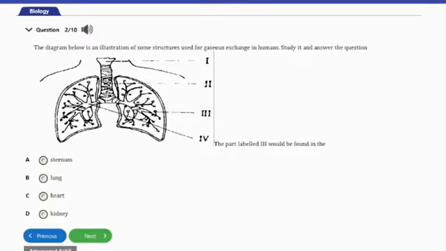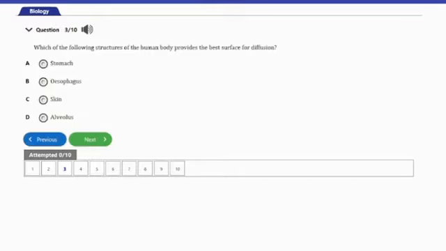Let's go ahead and consider the next question. And that's question number 3 here. It says, which of the following structures of the human body provides the best surface for diffusion? We have A. stomach, B. esophagus, C. skin, and D. alveolus. So guys, the answer to this question is option D here, and that's the alveolus.